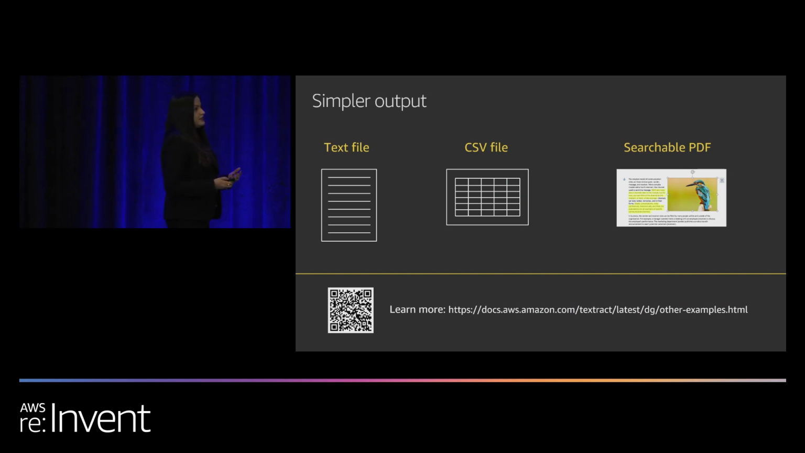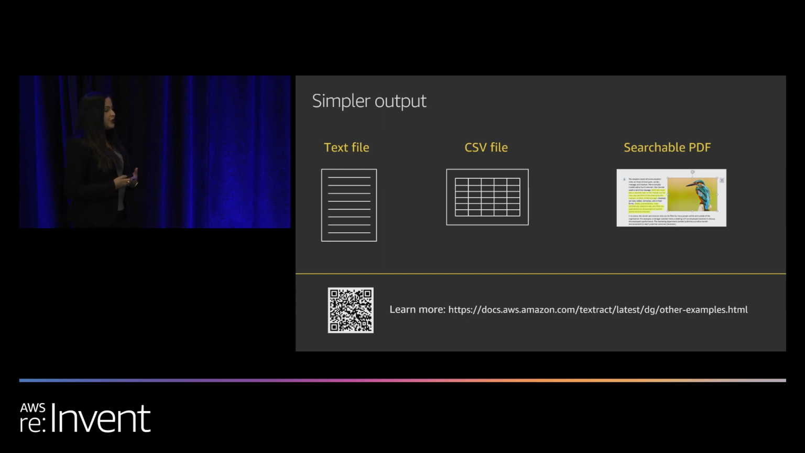As powerful as the Textract JSON output is, our customers have asked us for a simpler output depending upon their need. So we have taken the JSON output from Textract and transformed it into 3 different types of simpler outputs that you can use depending upon your application needs. The first is a simple text file that contains the words and numbers extracted by Textract. The second is a CSV file that contains the tables and the key value pairs extracted by Textract.